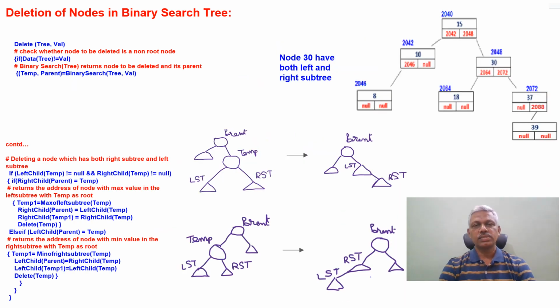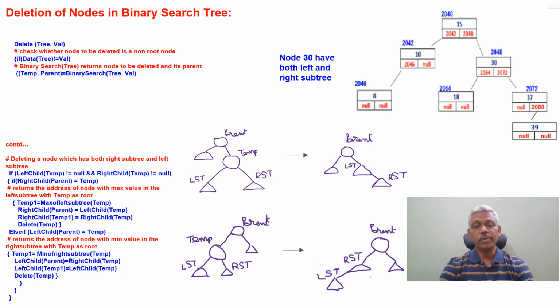The last case is deletion of a node which has both left and right subtrees. In the given example, 30 is one such node which has a left subtree as well as a right subtree. Now if we want to delete 30, we need to adjust the left subtree and right subtree. How can we do that? Here is a descriptive procedure that is depicted here. The parent is there, the left side triangle indicates a left subtree of that, and temp is the right child of the parent, and it has a left subtree and a right subtree.